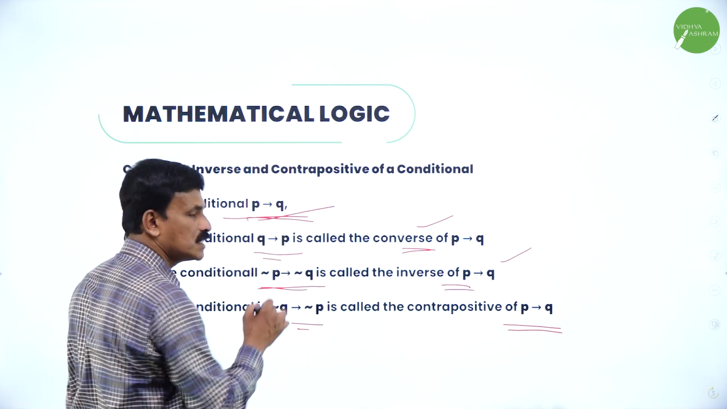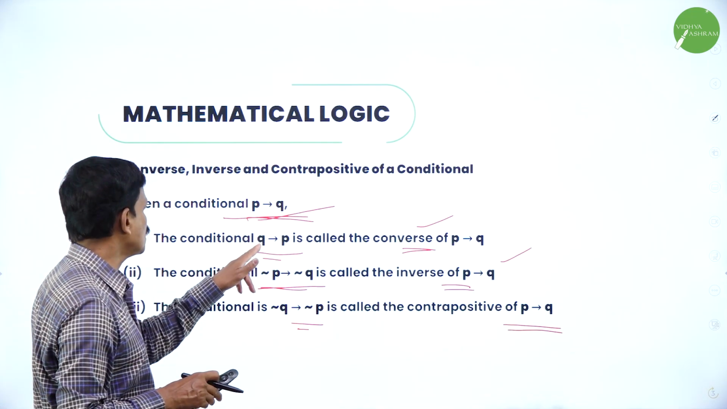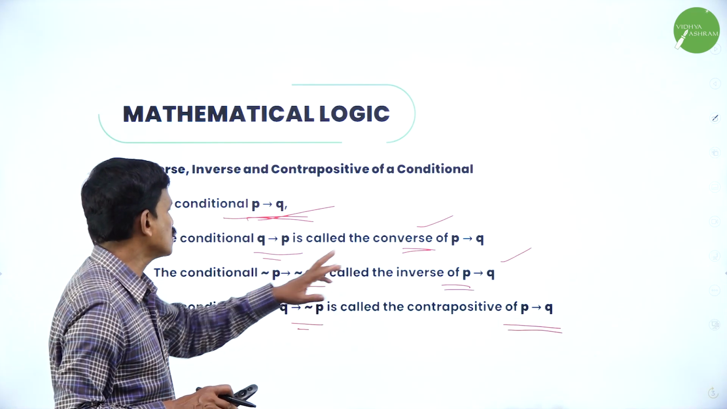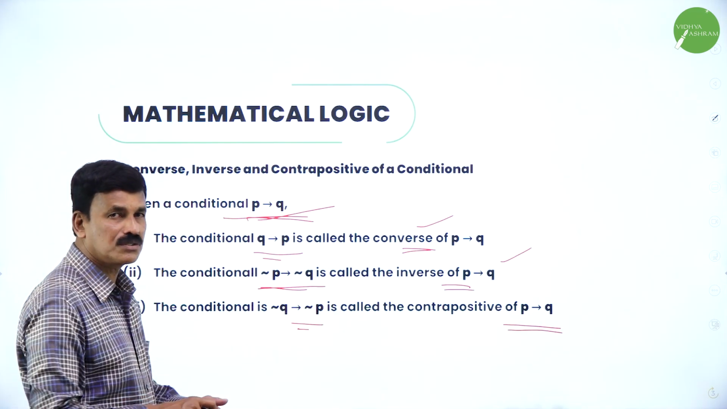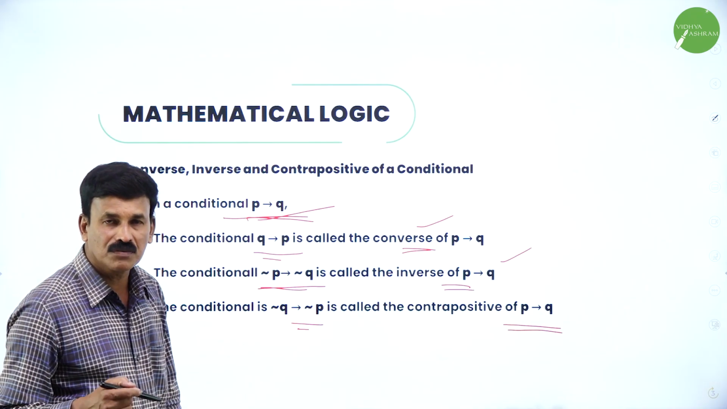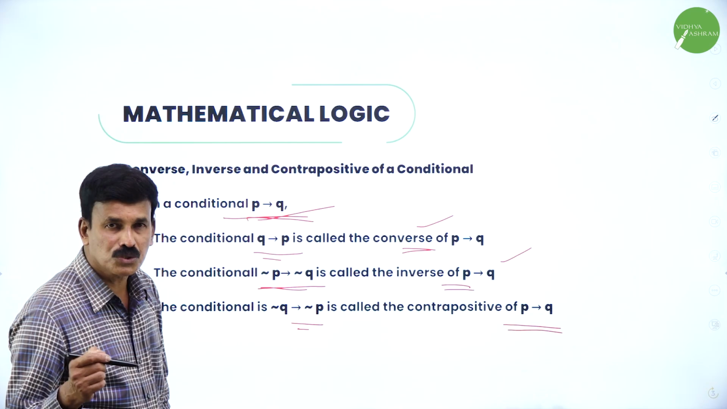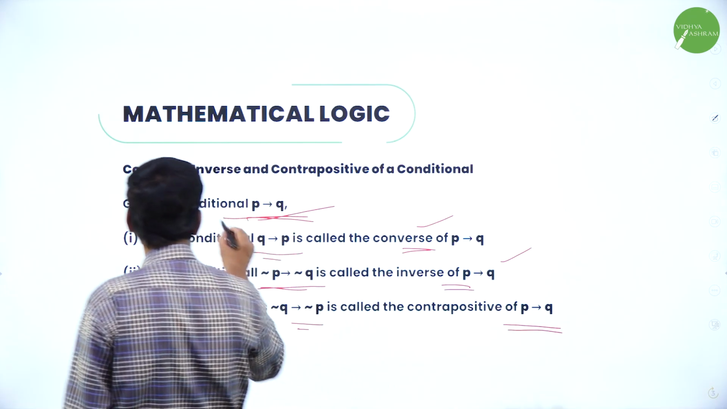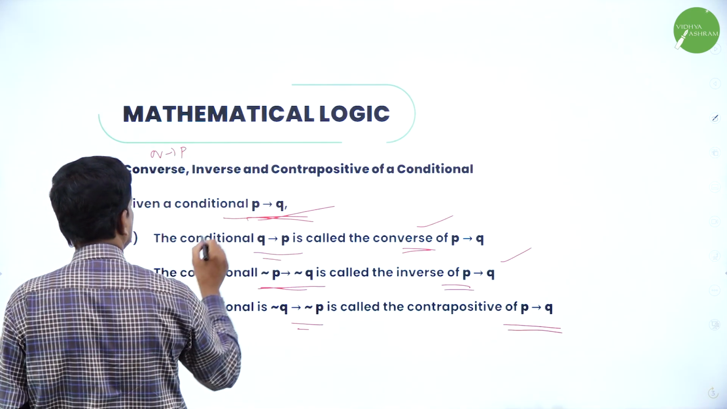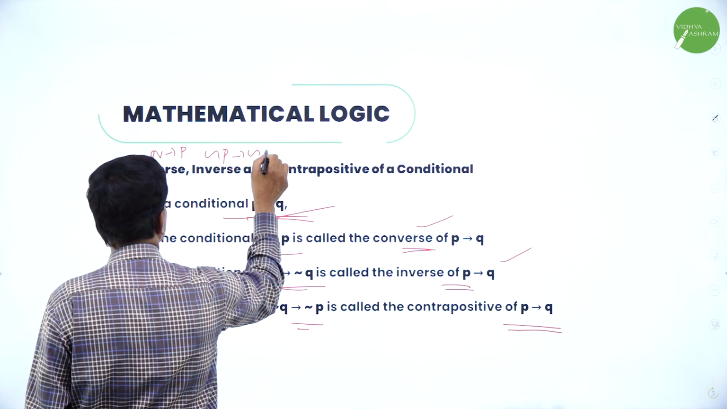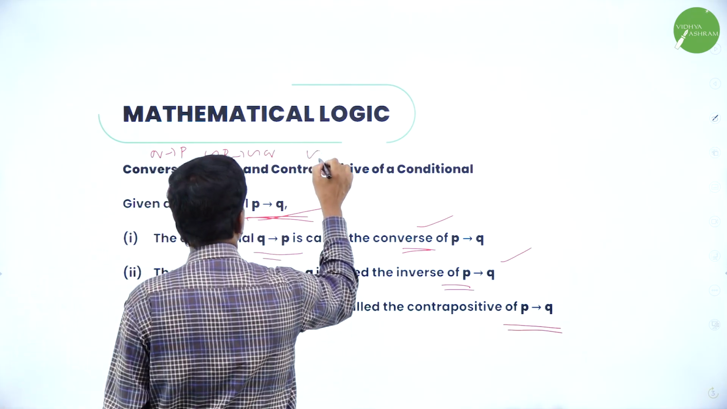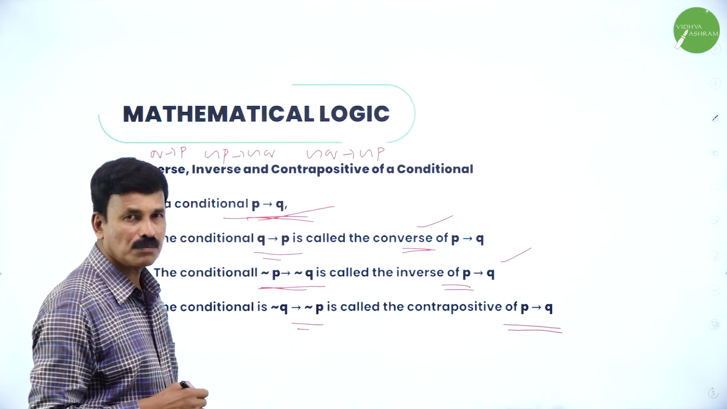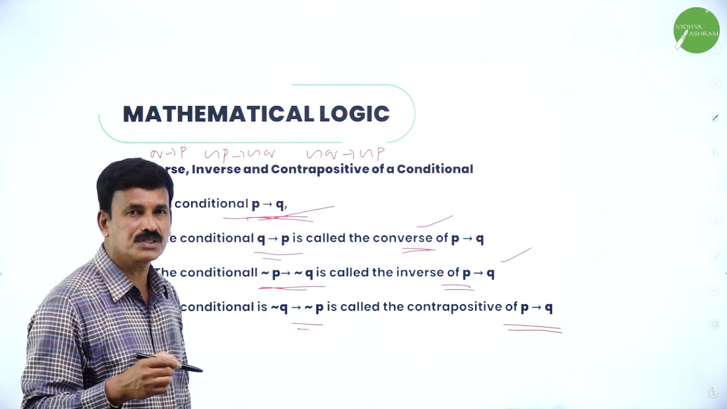So, for any given conditional statement P conditional to Q, Q conditional to P is called the converse. Negation P conditional to negation Q is called the inverse. Negation of Q conditional to negation P is called the contrapositive of the given conditional statement P conditional to Q. So, in total, the converse is Q conditional to P, the inverse is negation P conditional to negation Q, and the contrapositive is negation Q conditional to negation P. That's it. Now, let us take a problem based on this. You may expect one question for 2 or 3 marks from this.